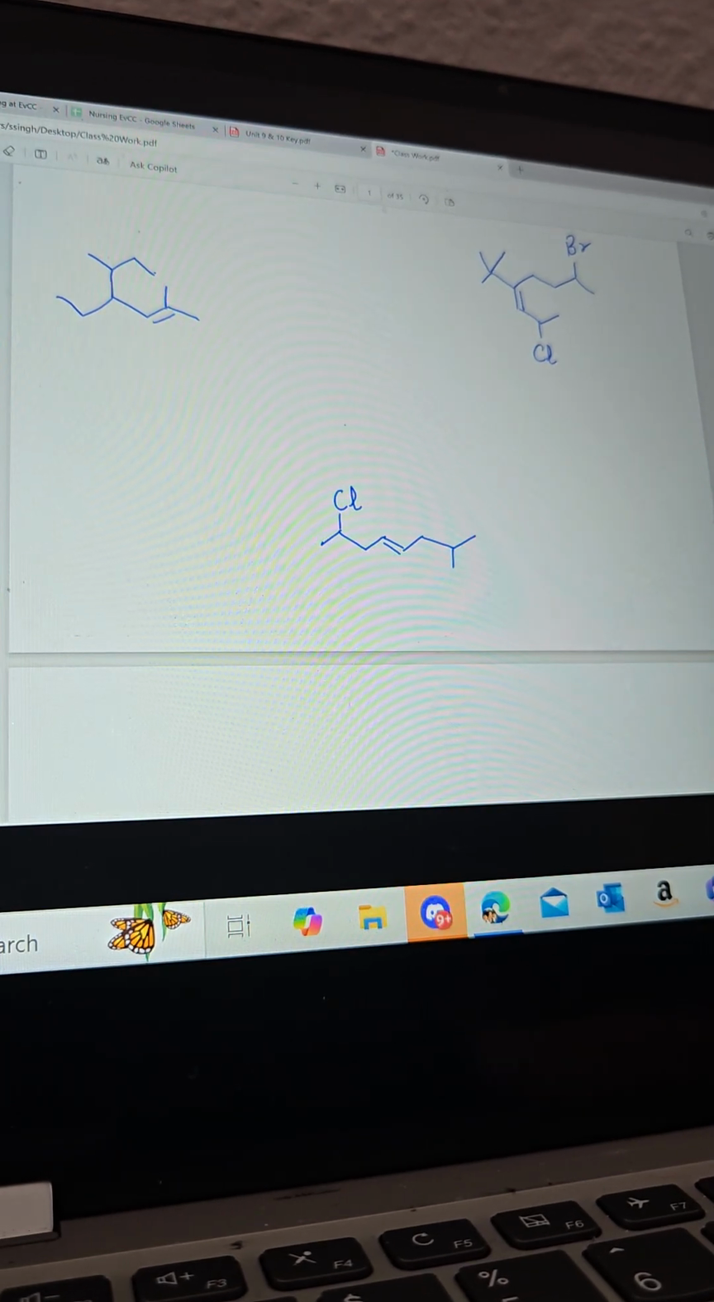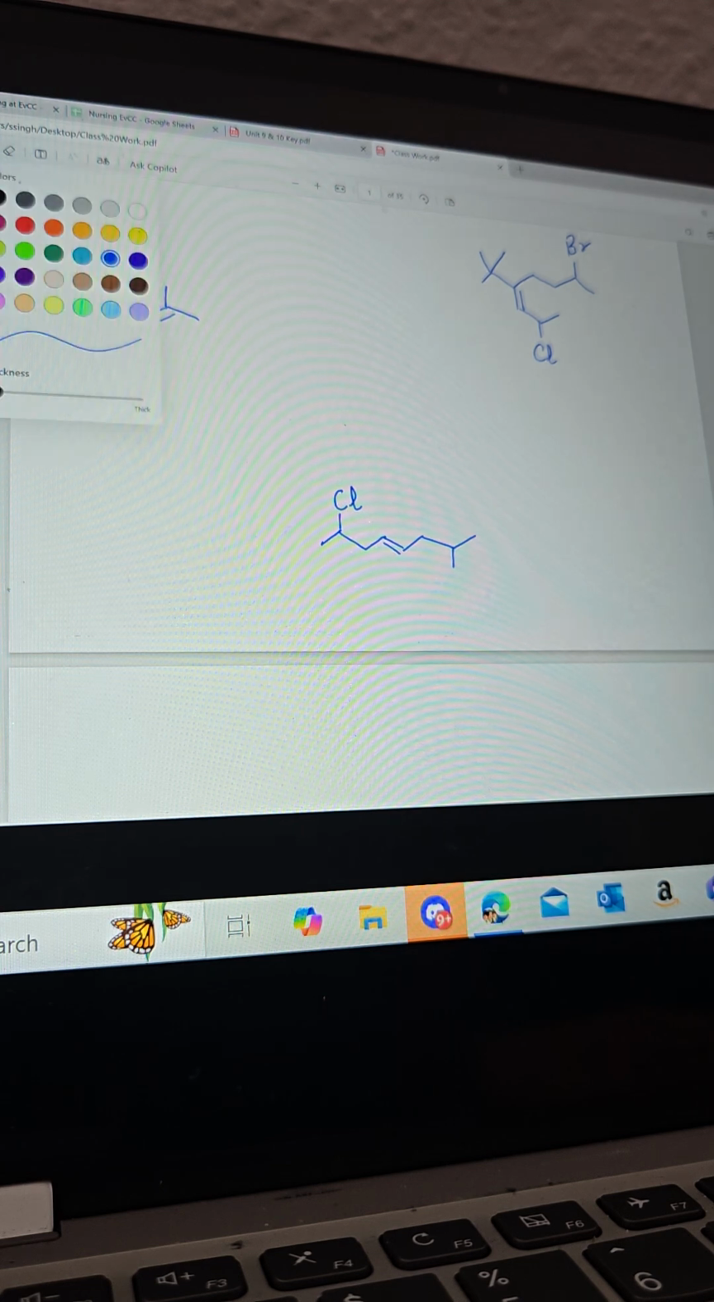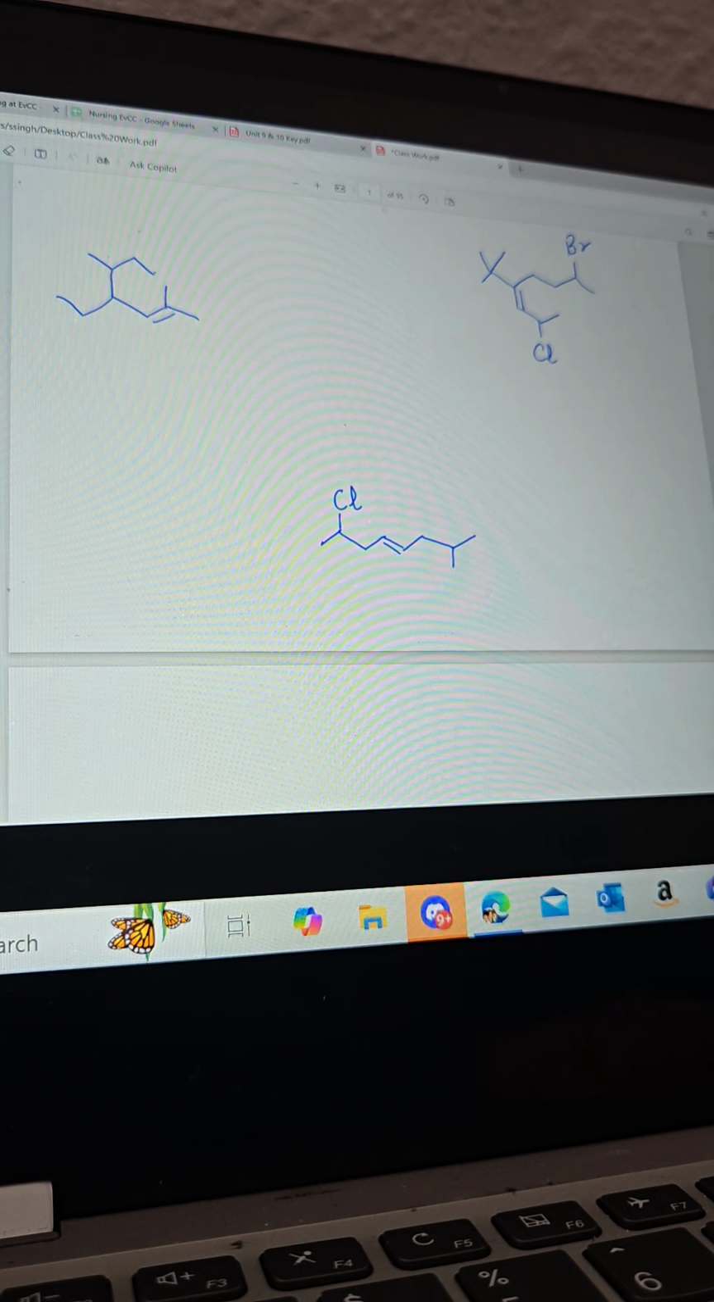Let's start with the one on the left, the first structure. So first step is find the parent. Can you tell me how many carbons are in the parent for the first? Seven. Heptene. 1, 2, 3, 4, 5, 6, 7. Do you agree? Yes. Have I numbered it correctly?